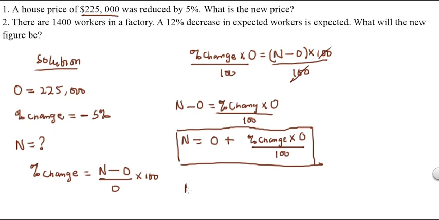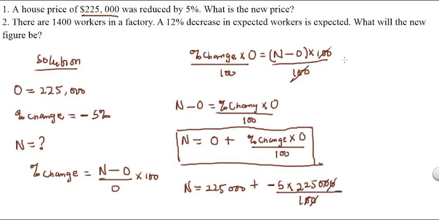So the new value of the house will become $225,000 plus, remember, percent change here is a percentage decrease. So this will be minus 5 times old value, which is 225,000, divided by 100. So we can cancel out the 0 here, this cancels out the 0 here.